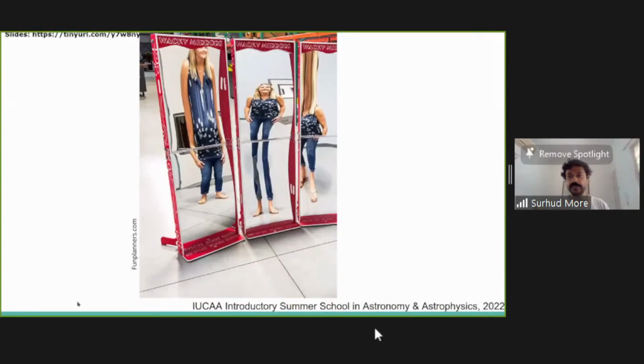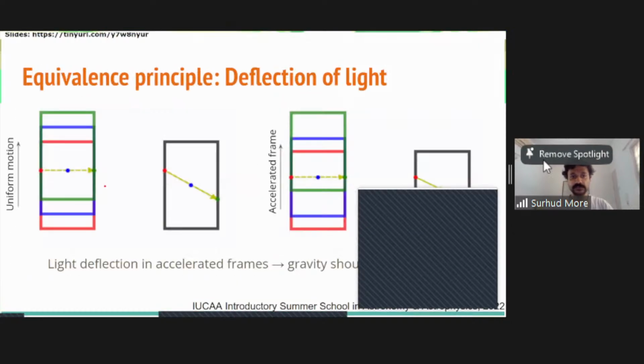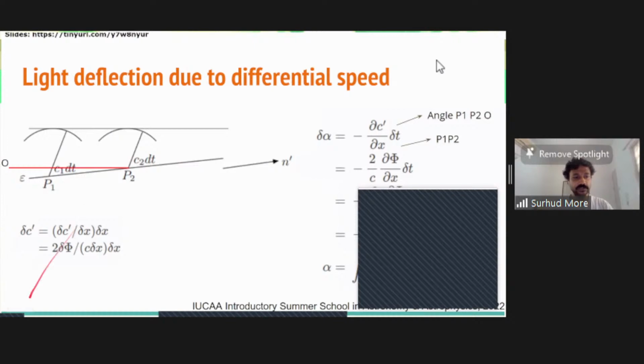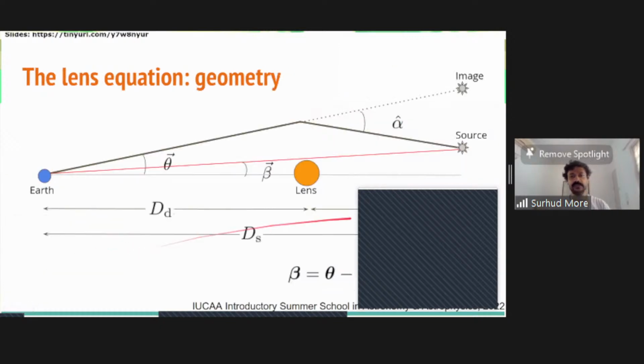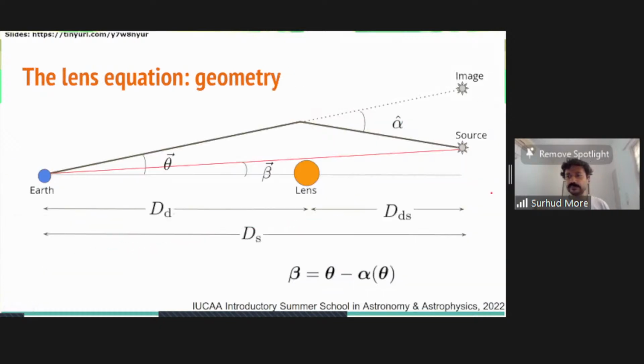Yes, sir. Can you please go to the slide where you explain the lens equation? Let's see. The first slide of lens equation. Yes, sir. Here we can see that from Earth we can see the astronomical source directly.